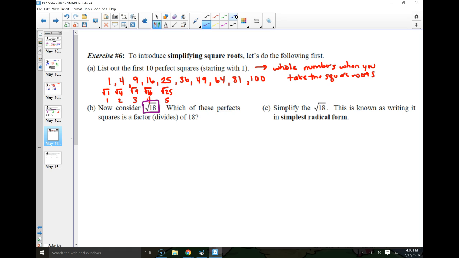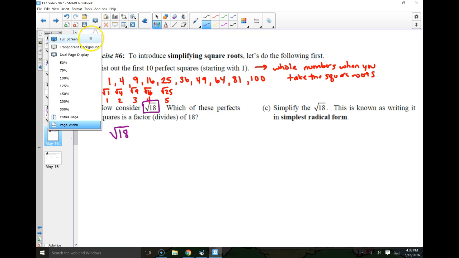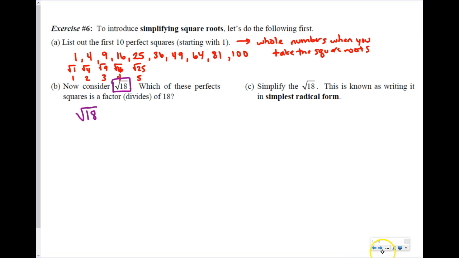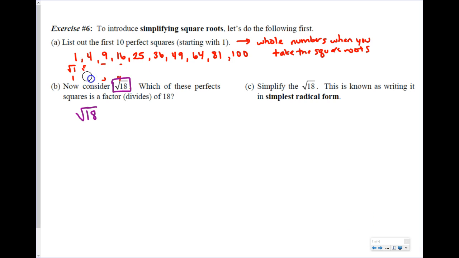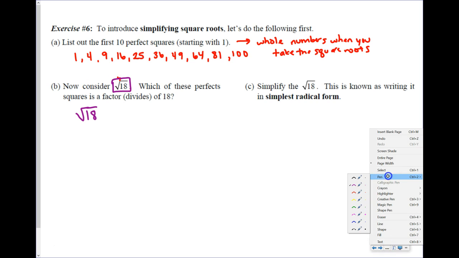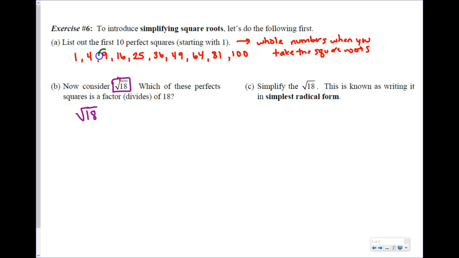So the first step is, I have the square root of 18, and now I have to think about which one of these perfect squares that we've listed is a factor of 18. I'm going to erase this to maybe help you out a little bit. Look at this list. Do any of these numbers divide into 18? I see this number right here. Does 9 go into 18? Yes, because 9 times 2 is 18.